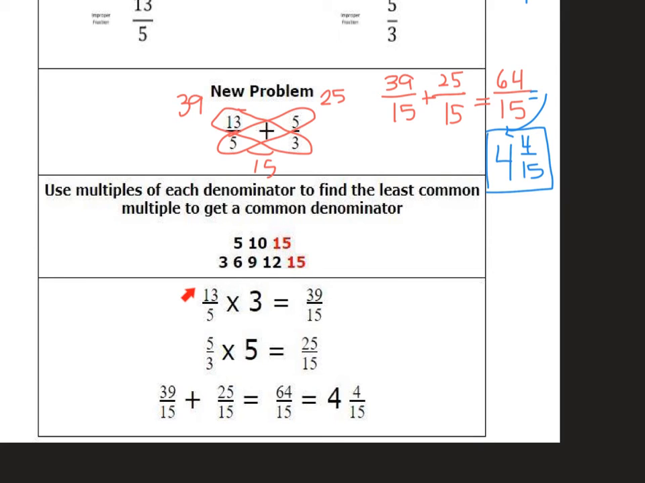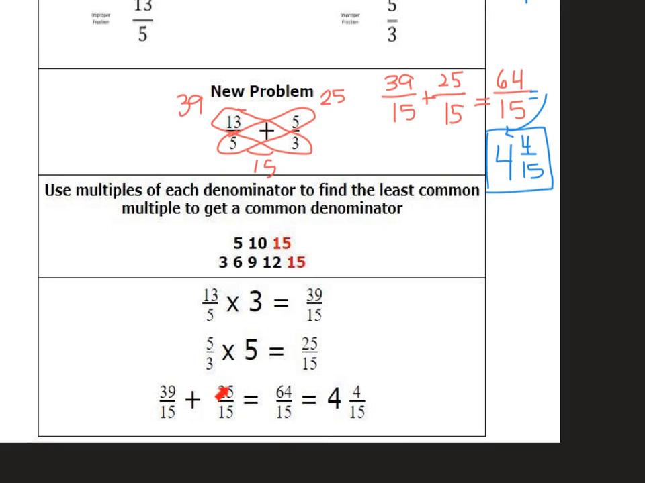So you have the first fraction of 13 over 5, which you would need to multiply the 5 by 3 to get that denominator of 15. What you do to the denominator, you also have to do to the numerator. So 13 times 3 would give you 39 here. So 39 over 15. Then you take the second fraction, 5 over 3, multiply by 5 to make the denominator 15. So 5 times 5 would be 25. Now you have your new problem, 39 over 15 plus 25 over 15.